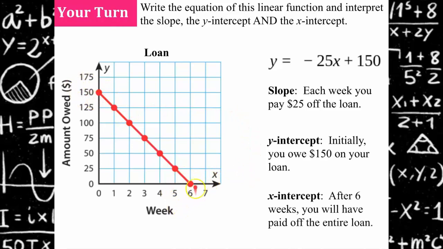The x-intercept here is 6. And what that means is in 6 weeks I will have paid off the loan. So 6, this is the ordered pair 6, 0. In 6 weeks I owe $0. So after 6 weeks I will have paid off my loan.